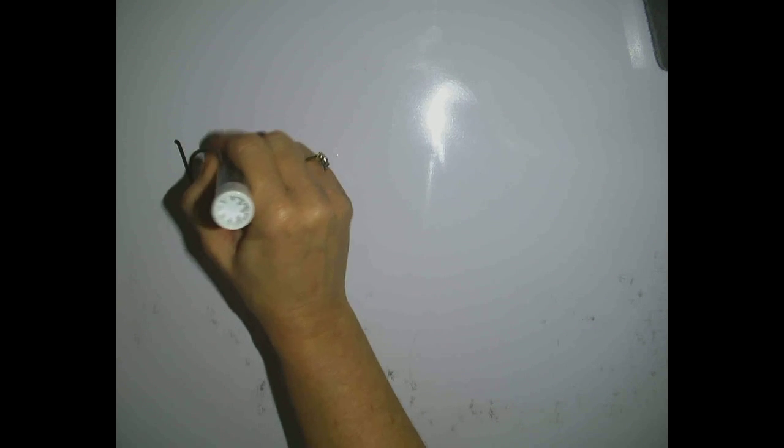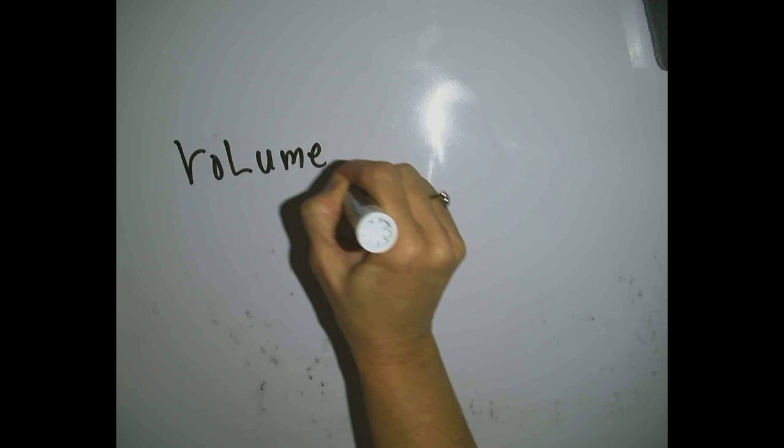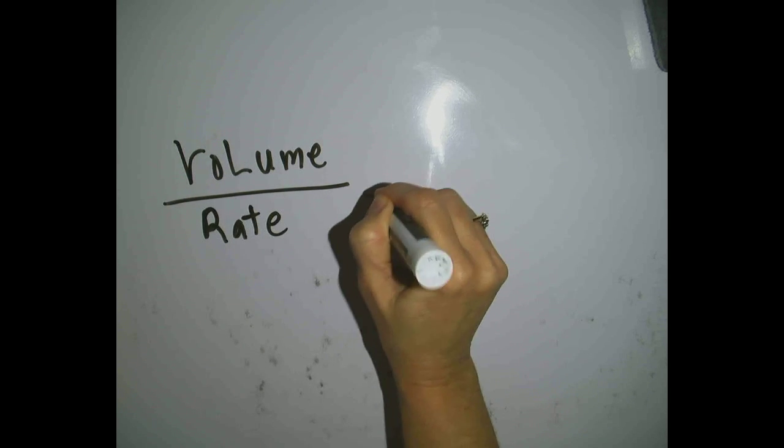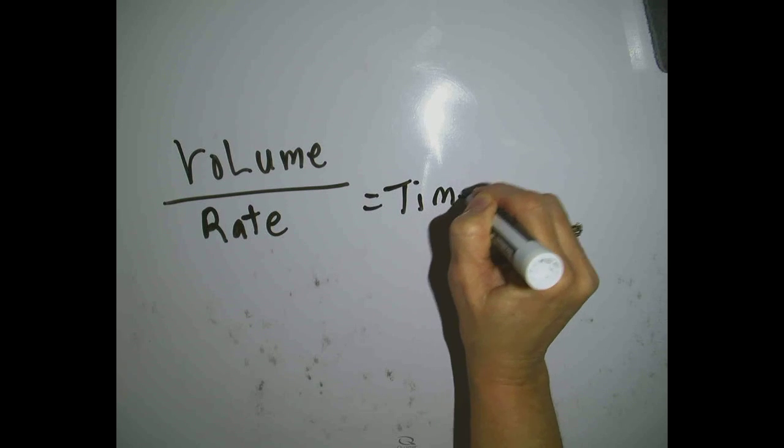Similar to our first example, if the volume and rate of infusion are known, then the time can be calculated using the formula below. Previously, we took the volume divided by the time to arrive at the rate. Now, we're going to be taking the volume and we're going to divide that by the rate to determine the time to infuse.